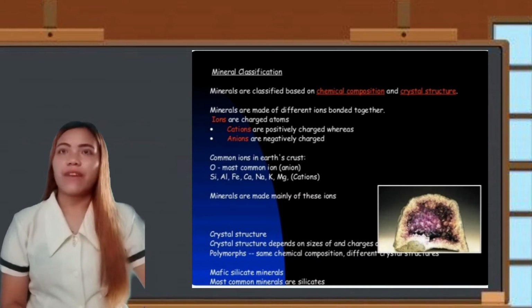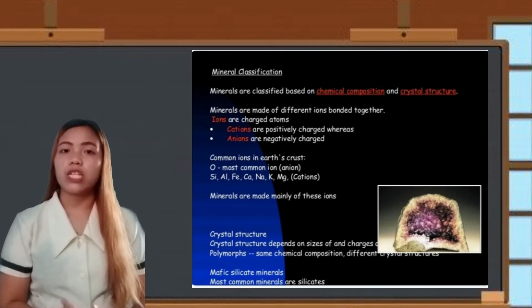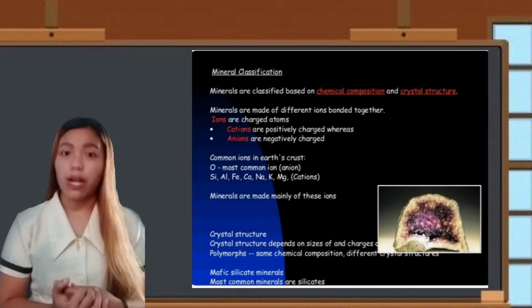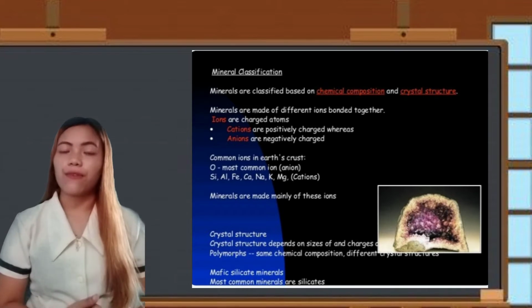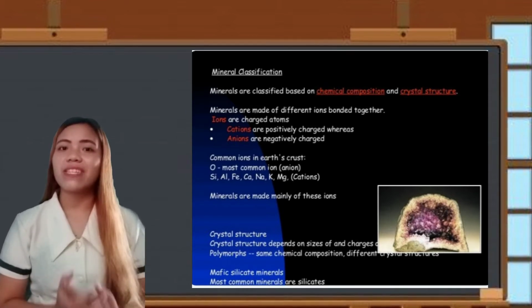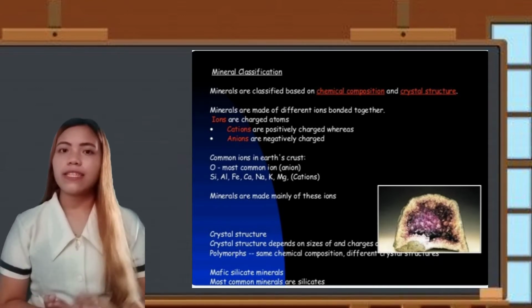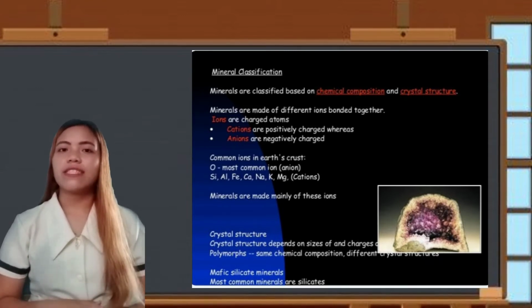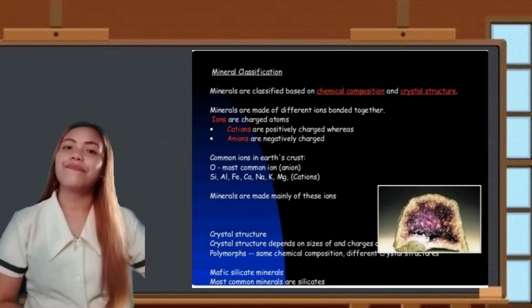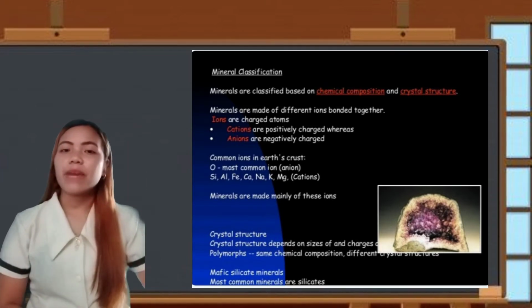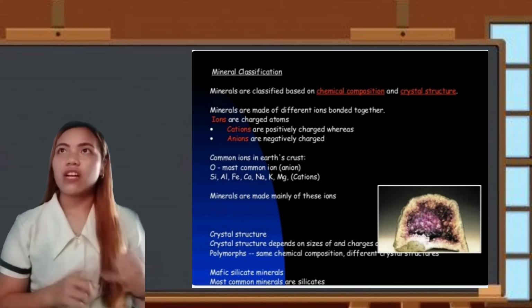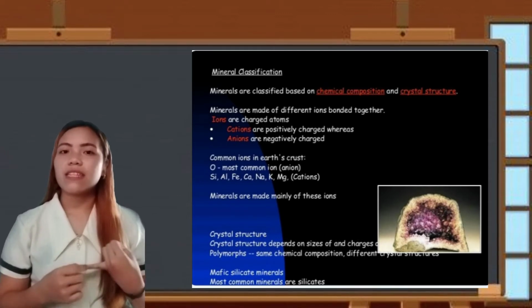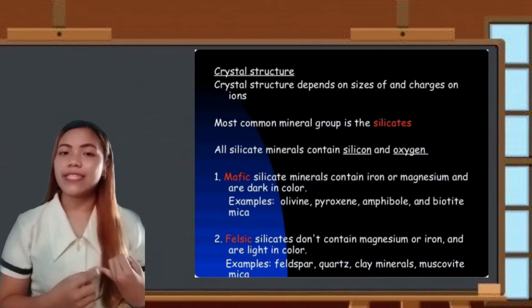Minerals are classified based on chemical composition and crystal structure. Minerals are made of different ions bonded together. Ions are charged atoms, and cations are positively charged, whereas the anions are negatively charged. Minerals are made mainly of ions. Crystal structure depends on the sizes and charges of the ions.